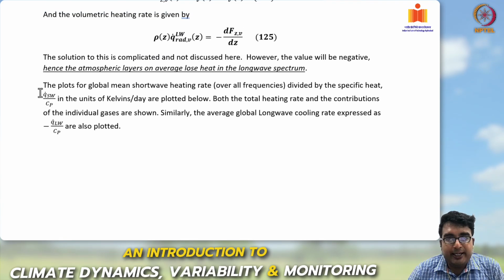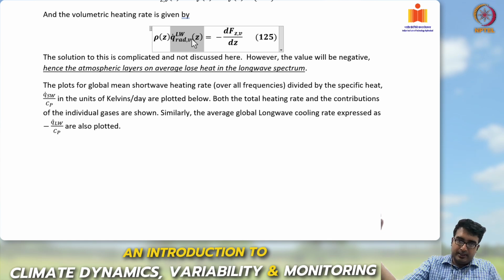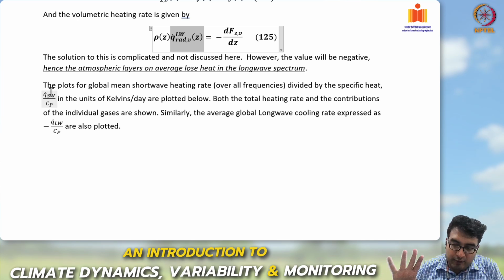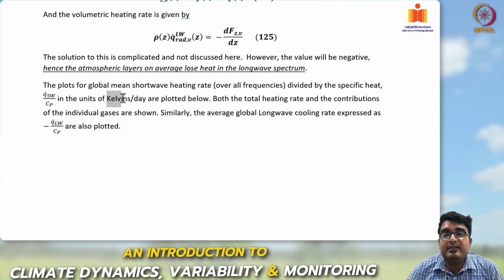So what is being plotted is the shortwave heating rate divided by the specific heat in terms of kelvins per day. So this is one term here. This is for a given frequency nu. You can integrate this over all frequencies to get the total heating rate per unit mass. Now, if you divide that by Cp, you get it in terms of temperature. So the unit becomes kelvins per day.